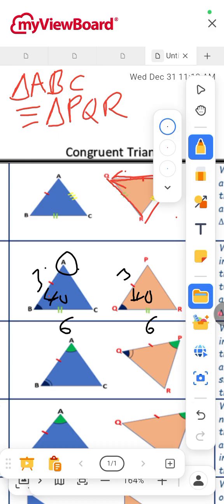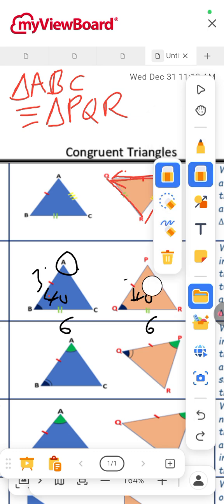ABC: A through the side 3 to B, then from B to what? To C through the side 6 units. So the same thing here, P through the side 3 units to Q, that's PQ, then from Q through the side 6 units to R, so that's QR, so PQR. Okay, so I hope that is clear.